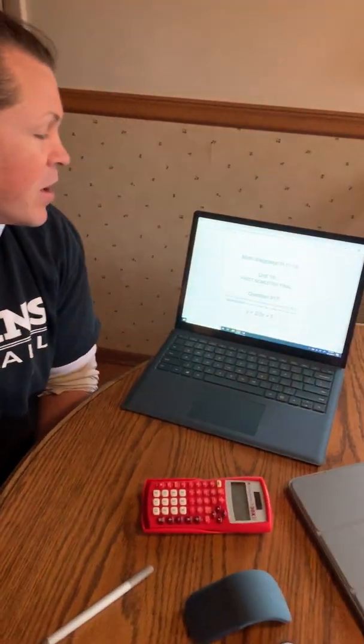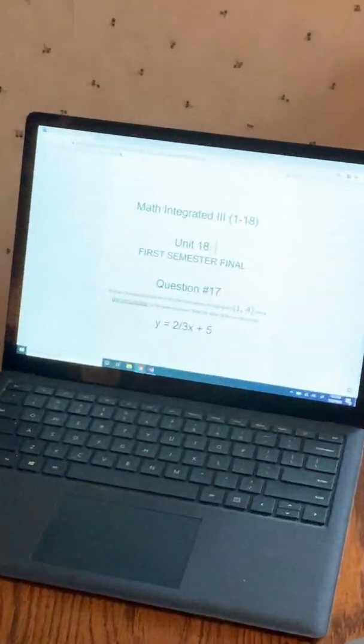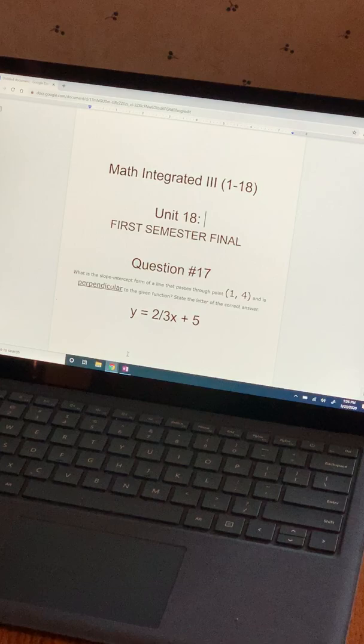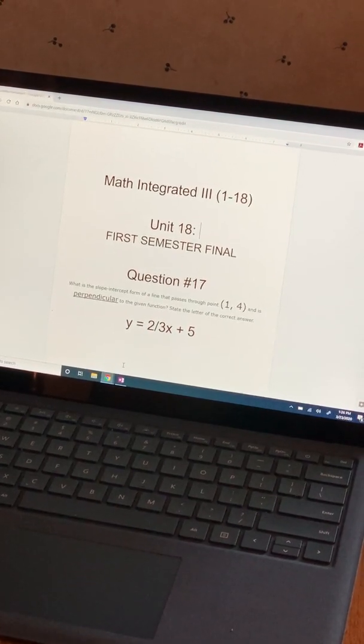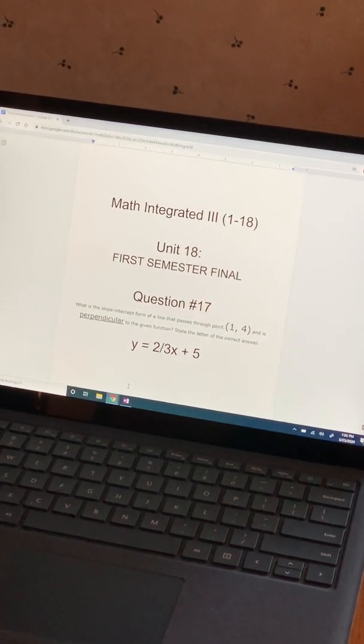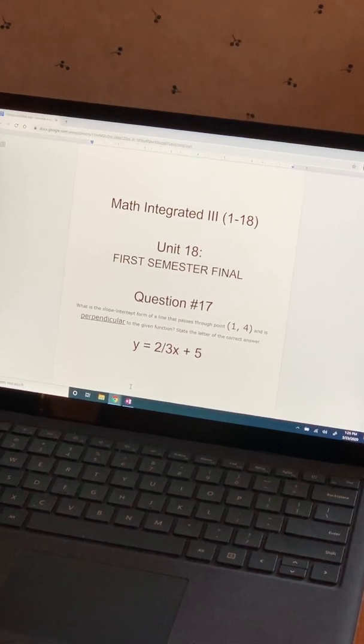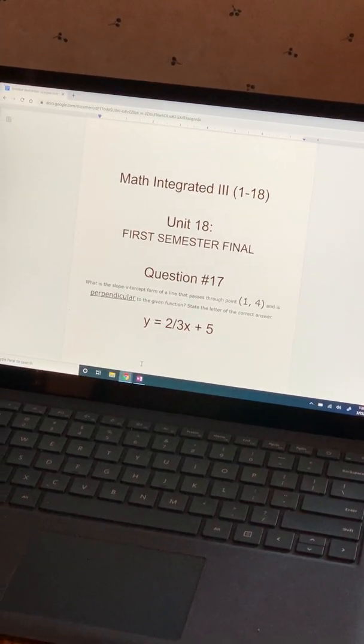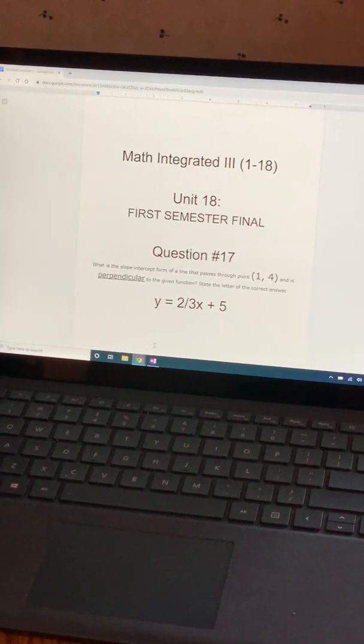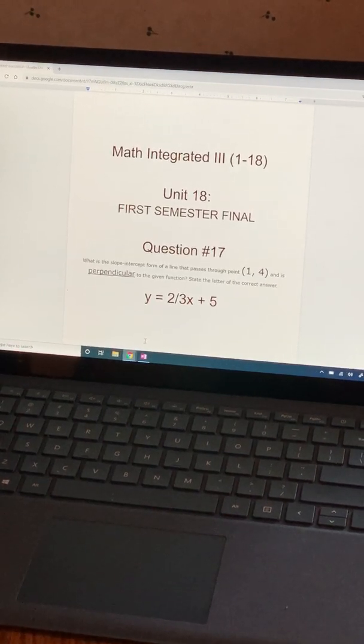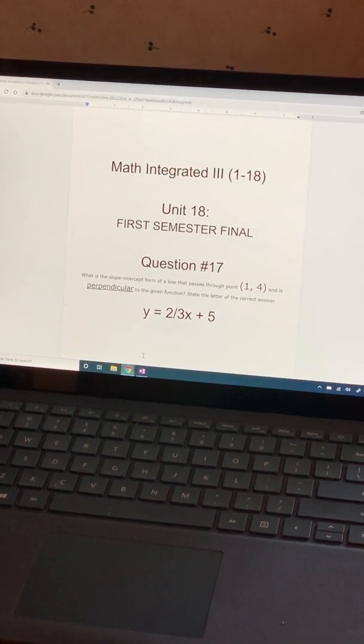The instructions for this question is, what is the slope-intercept form of a line that passes through the point (1, 4) and is perpendicular to the given function? State the letter of the correct answer. The equation that's given is y equals 2/3 x plus 5.